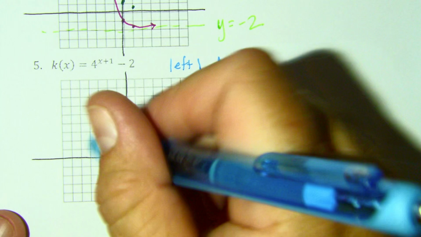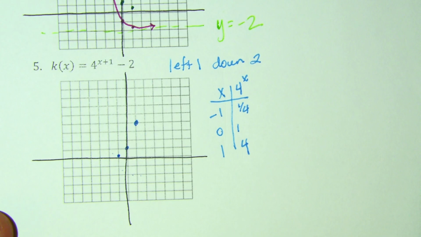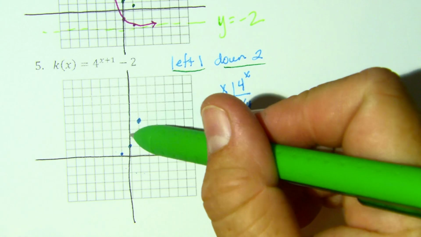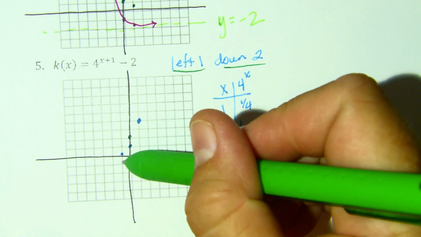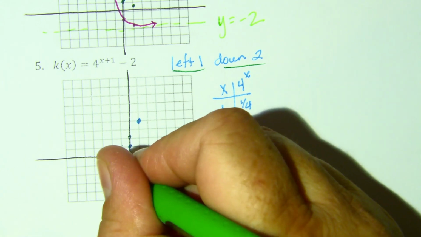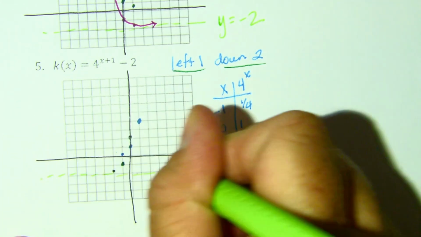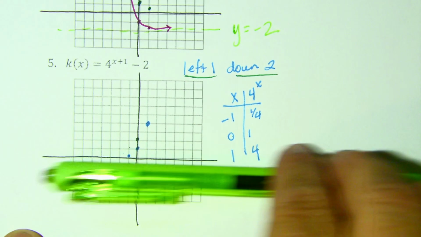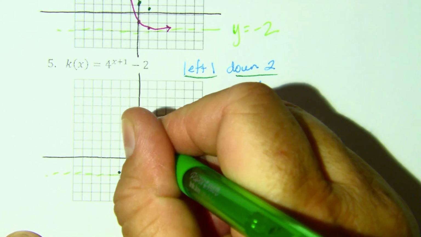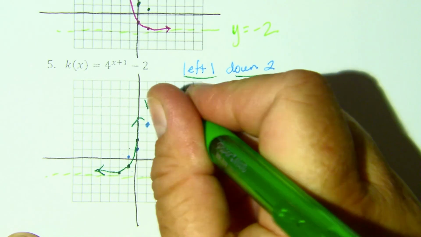So I can plot those points. And then I'm going to move all of those points left 1 and down 2. Each of those points moves left 1 and down 2. And that also means my horizontal asymptote moves down 2. If you have a horizontal asymptote, moving it left and right doesn't really change it, but moving it up and down does. So, with those new points, there is k of x.